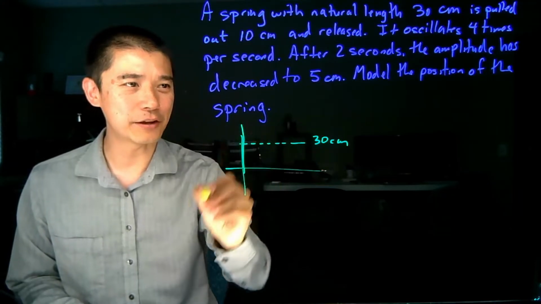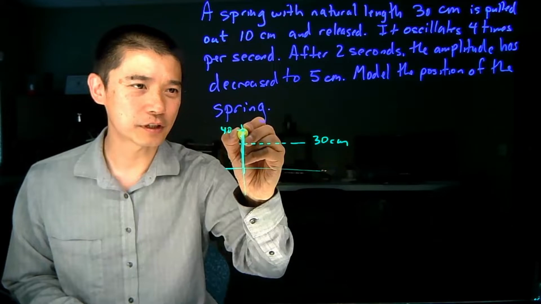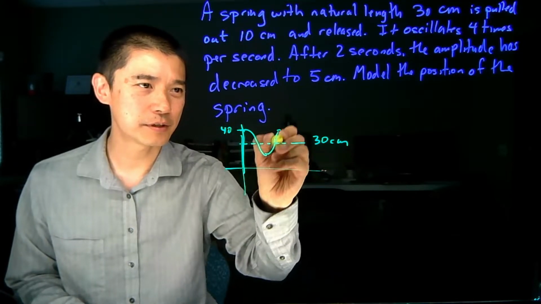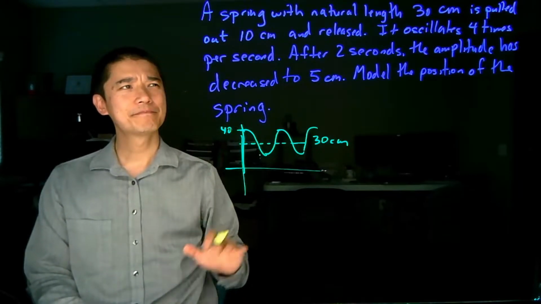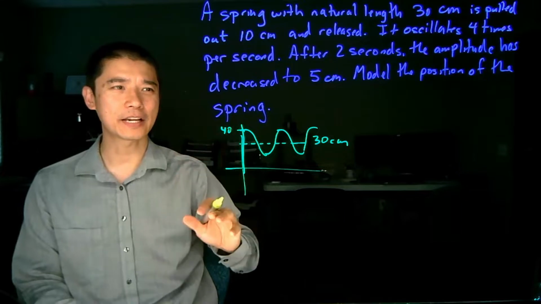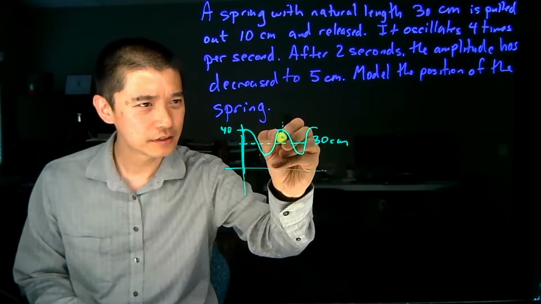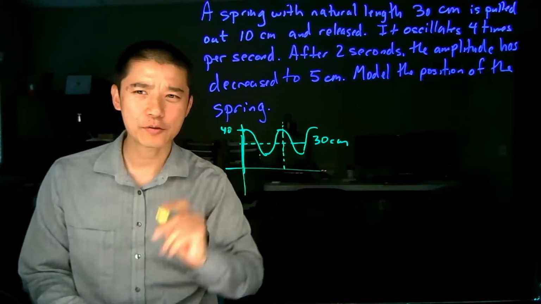So pull it out sounds like it's getting longer. So it's going to be 40. It's going to start up here, go down and up, and down and up, and so on. Now in this case it says it oscillates 4 times each second. So if it oscillates 4 times each second, when does it repeat for the first time?